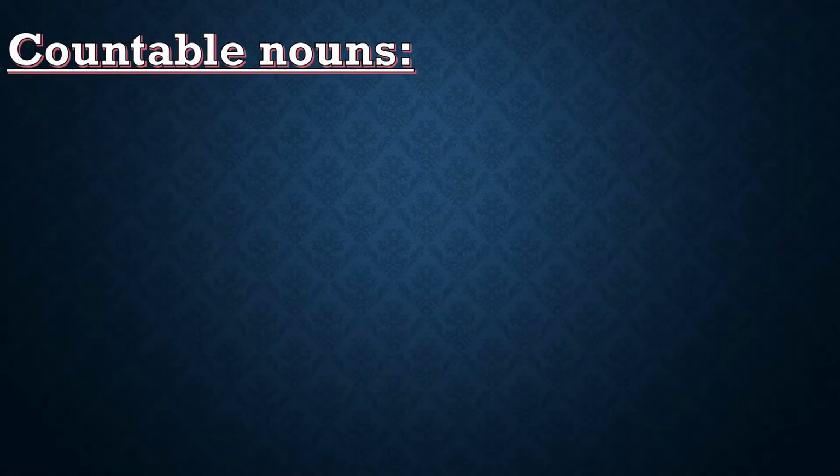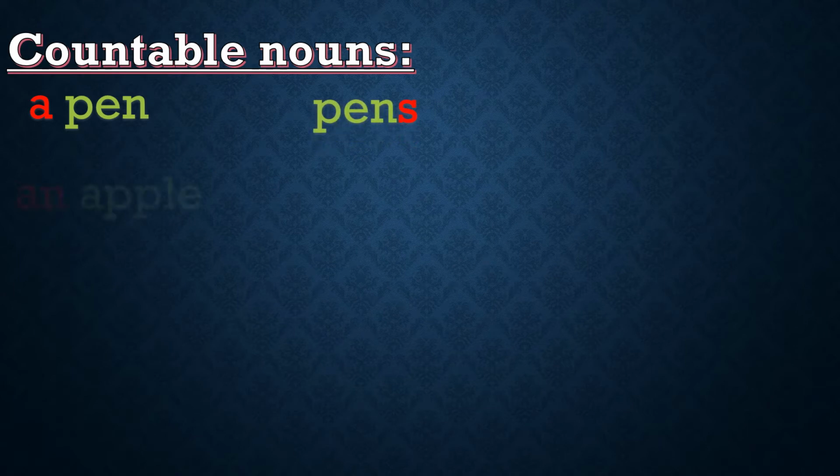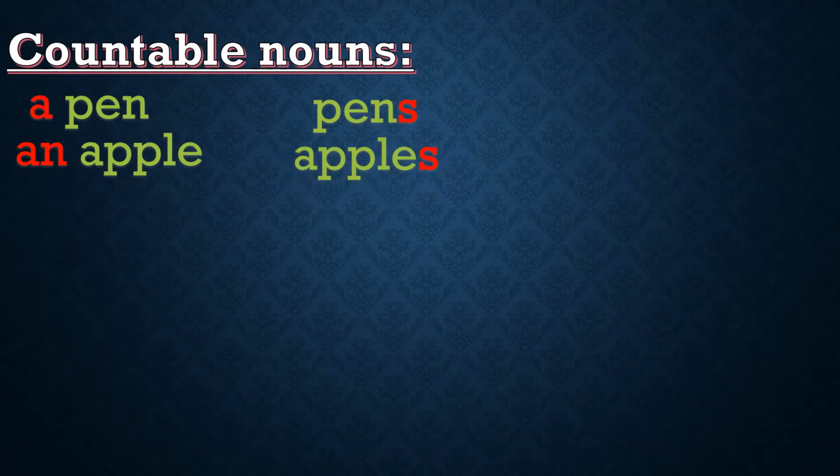First, we will look at countable nouns. Countable nouns are words or nouns that have a singular and a plural form. For example, we say a pen, which means one pen, and we also can say pens, which means more than one pen. Another example, an apple, apples. An apple means one apple, apples more than one. A nail, which means one nail, nails, which means more than one nail.